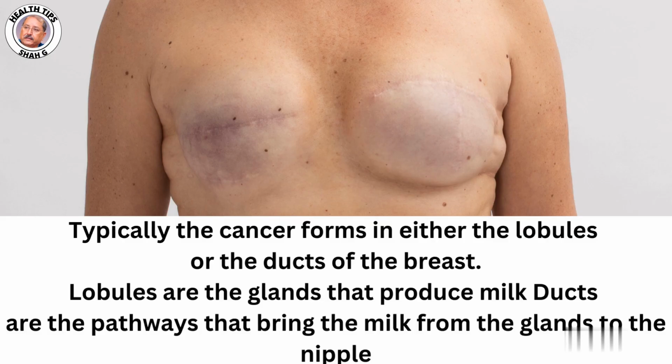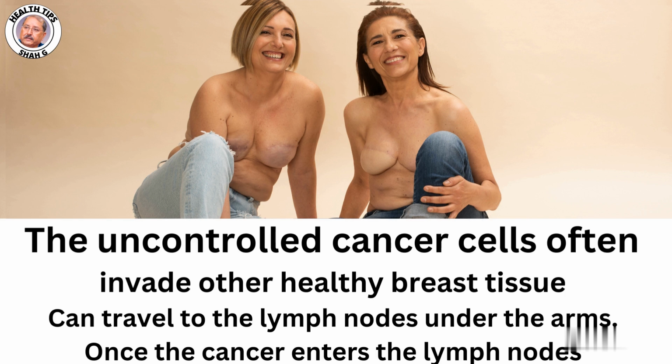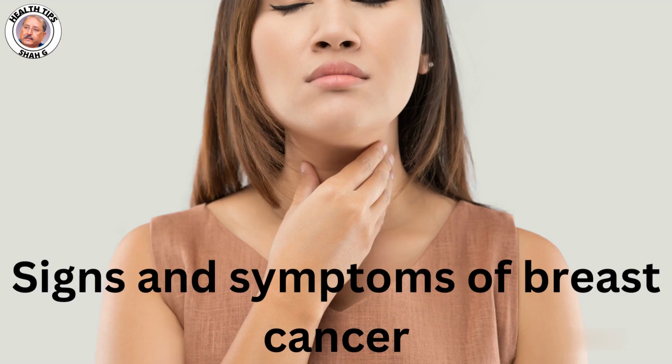Typically the cancer forms in either the lobules or the ducts of the breast. Lobules are the glands that produce milk. Ducts are the pathways that bring the milk from the glands to the nipple. Cancer can also occur in the fatty tissue or the fibrous connective tissue within your breast. The uncontrolled cancer cells often invade other healthy breast tissue and can travel to the lymph nodes under the arms. Once the cancer enters the lymph nodes, it has access to a pathway to move to other parts of the body. Signs and symptoms of breast cancer.